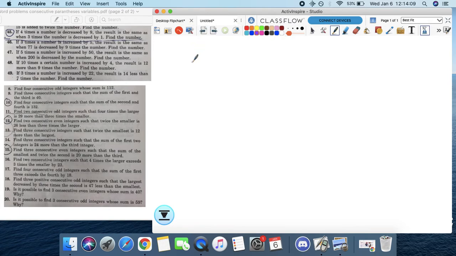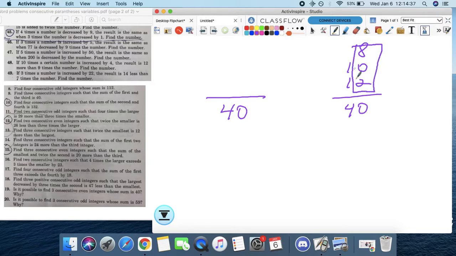19. Is it possible to find 3 consecutive even integers whose sum is 40? So think about this. Even integers. So we're thinking we're adding numbers like 8 plus 10 plus 12, right? So think about that for a second, and that has to give you 40. Now, obviously, you can try it, but think about these 3 numbers here. So you have to find a combination.